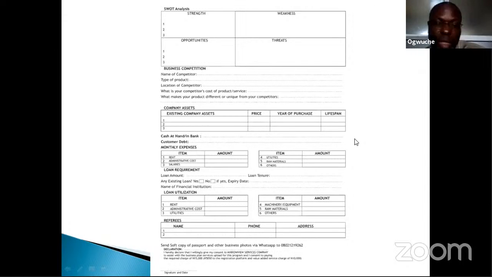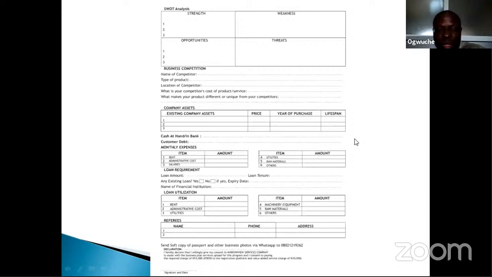But here, the items are listed again, just like in the previous section of monthly expenses. Looking at the rent here, and looking at administrative costs also, utilities, machineries and equipment, raw materials and others. So here you are giving us the total amount in terms of per annum. So your rent, for example, is not monthly anymore, but how much per annum?